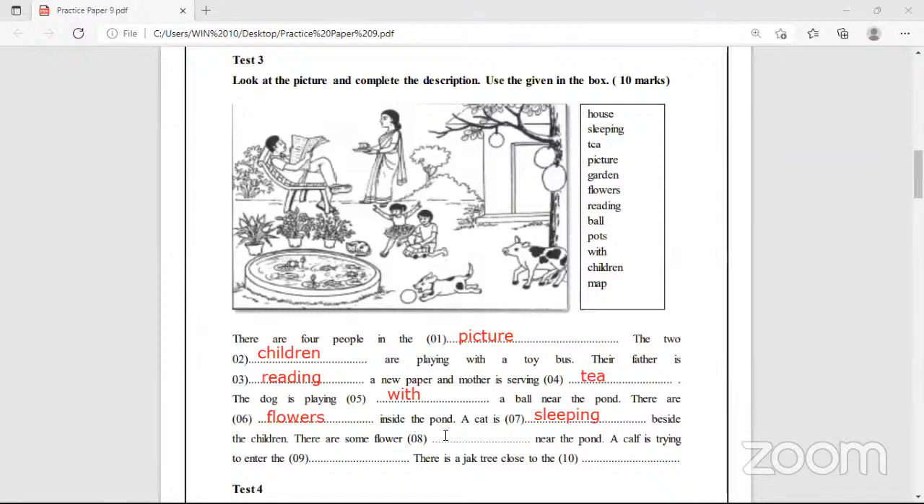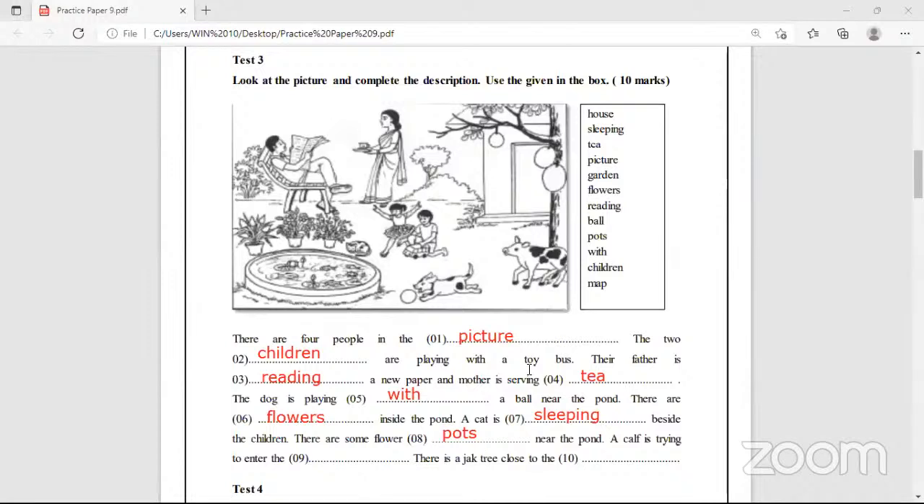Next, there are some flowers. It should be flower pots. There are some flower pots near the pond, right? There are some flower pots near the pond.